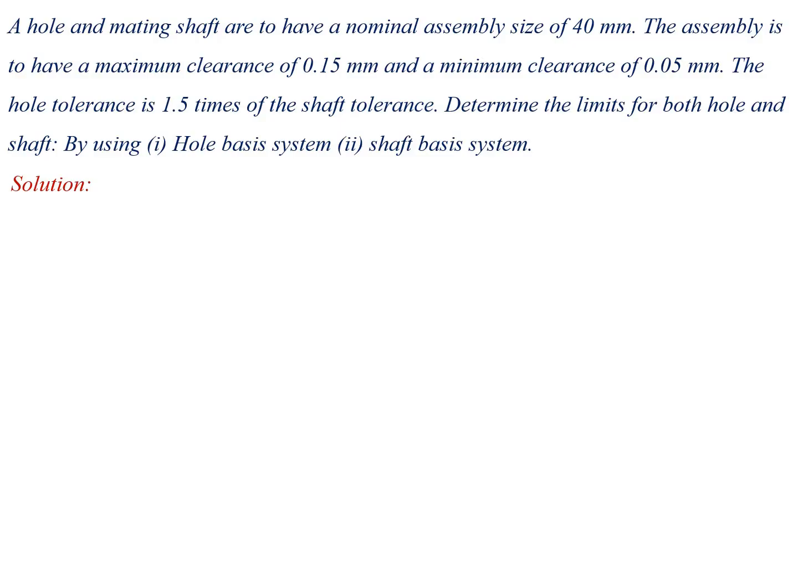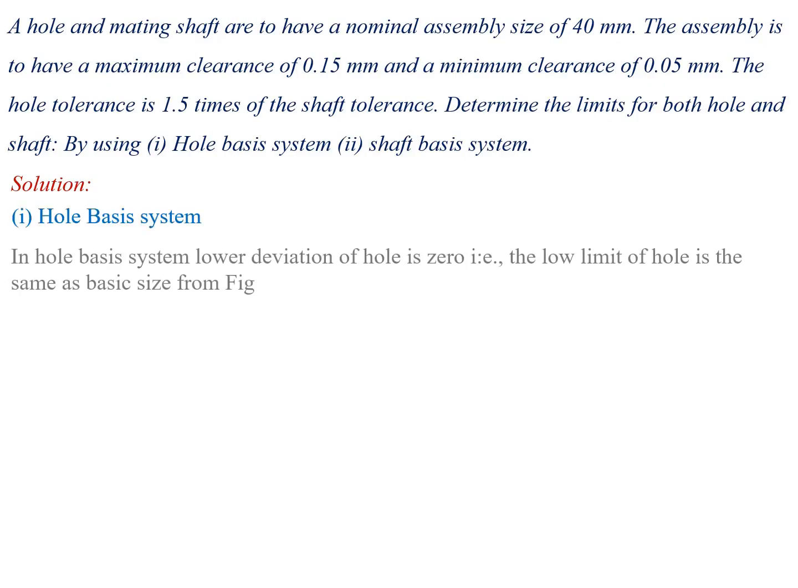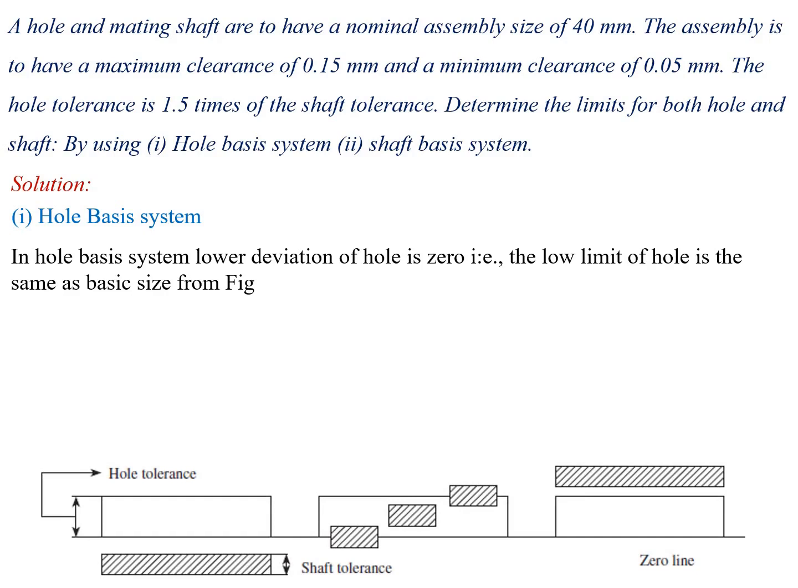First we will determine the limits for hole and shaft by using the hole basis system. So first we should know what the hole basis system is. In the hole basis system, the lower deviation of the hole is 0, which means the lower limit of the hole is the same as the basic size. This is the schematic representation of the hole basis system for various types of fits.